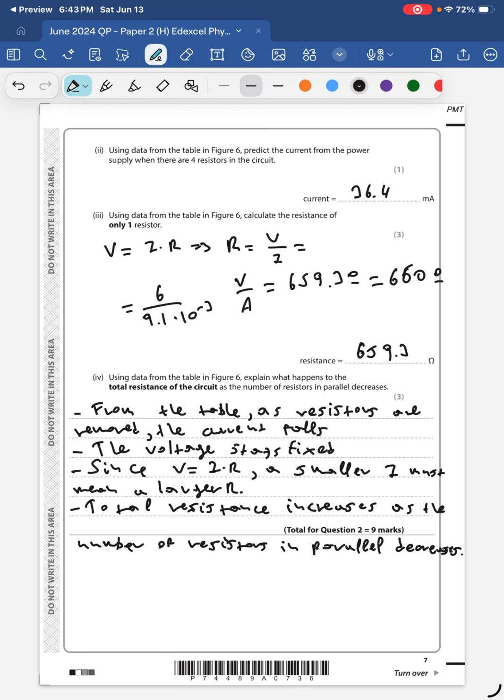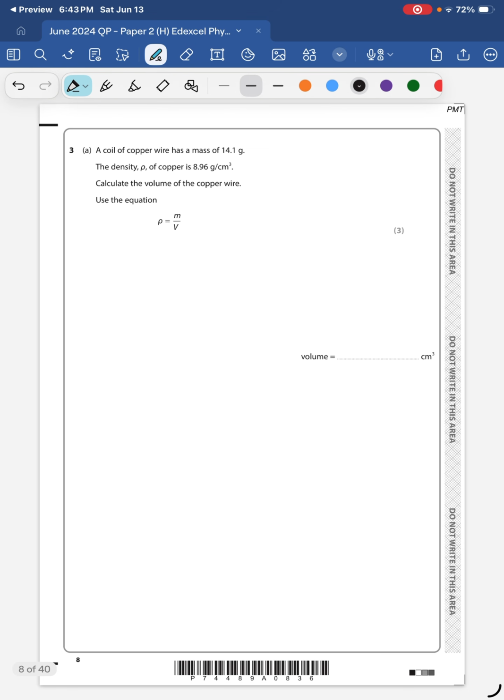Physically, if you think about it, removing a parallel branch reduces the number of paths available for current, making it harder for charge to flow around the circuit. So the more branches, the better, I mean, for a higher current. Okay, so this was question 2. Let's move on to the next question.